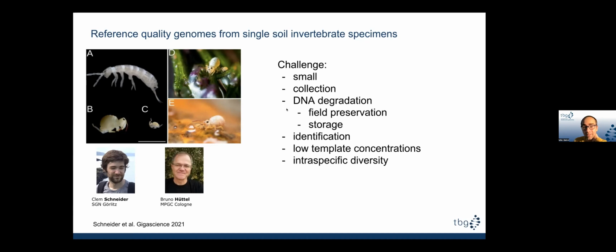So they are really small, and one of the biggest challenges is that they are not yielding large amounts of DNA. And so far, high quality genomes need a lot of DNA. There are issues with collection.